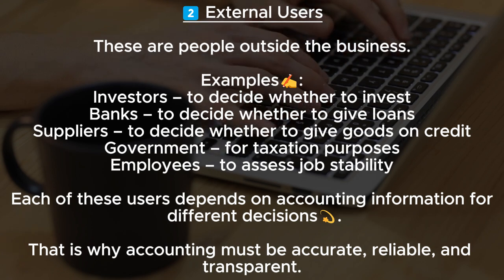2. External users. These are people outside the business. Examples: investors, to decide whether to invest; banks, to decide whether to give loans; suppliers, to decide whether to give goods on credit; government, for taxation purposes; employees, to assess job stability. Each of these users depends on accounting information for different decisions. That is why accounting must be accurate, reliable, and transparent.